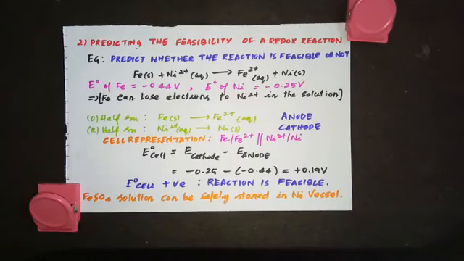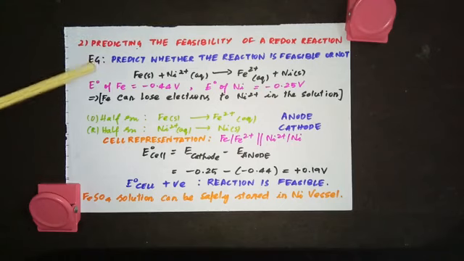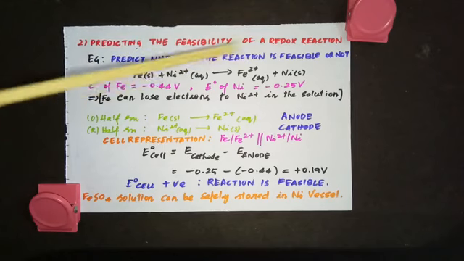Now the second application of the electrochemical series is predicting the feasibility of a redox reaction. You know what a redox reaction is. What is meant by feasibility? Whether a reaction can take place or not. That can be found using the standard electrode potentials. Now see this example: predict whether the reaction is feasible or not.